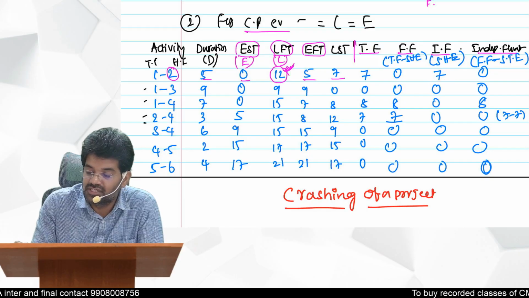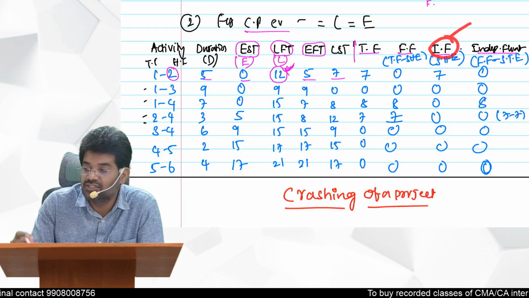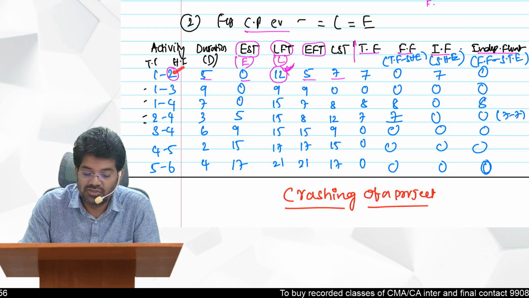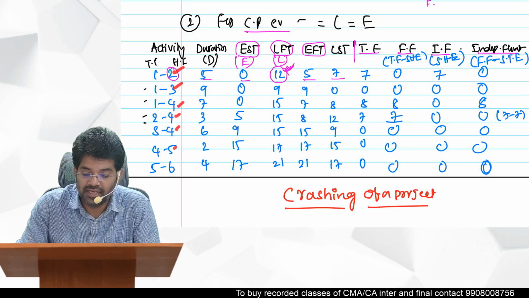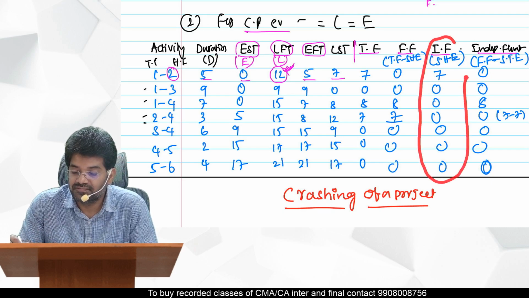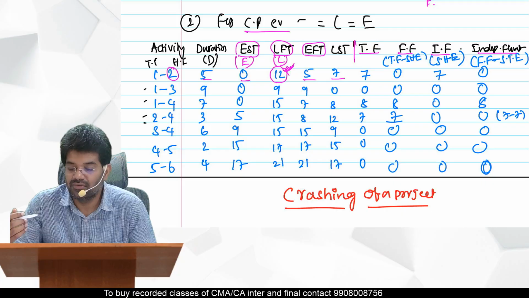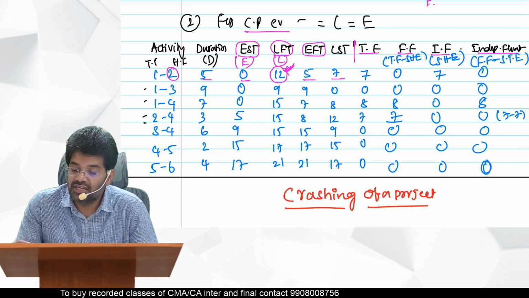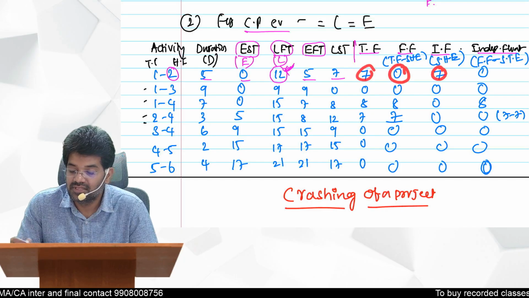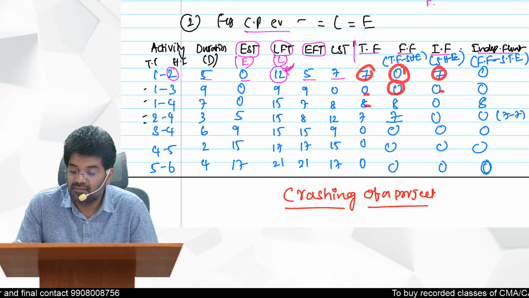You can take the interfering float first, because the shortcut is the slack of head event only now. So the head events are 2, 3, 4, 4, 4, 5, 6. First you take interfering float, then you can calculate free float. How do you get free float? Total float minus slack of head event. 7 minus 7, 0. 0 minus 0, 0. 8 minus 0, 8. 7 minus 0, 7.